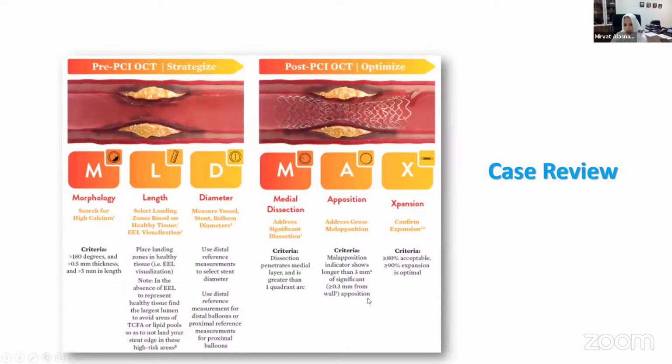As I said, the one I showed you based on the EAPCI looked at 60 degrees and 2 millimeters. This particular one looks at a malapposition of 3 millimeters, significant 0.3 millimeters from the wall, and the length being more than 3 millimeters. Again, looking at the dissection where it penetrates the media, extending beyond the intima, and one quadrant of an arc. And then the expansion, acceptable is 80%, but more optimal or ideal is more than 90%.